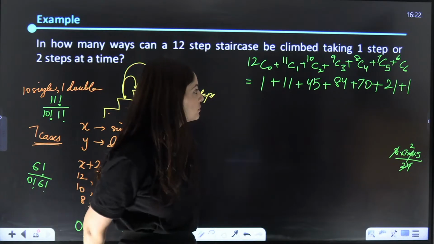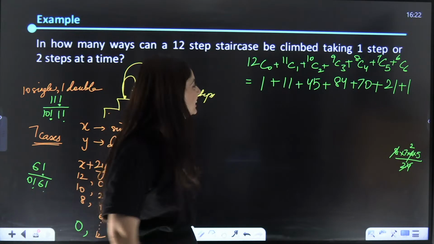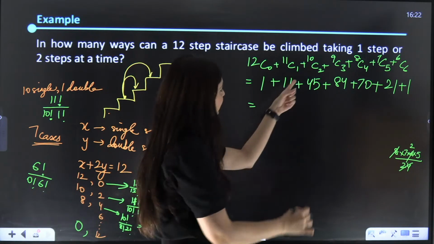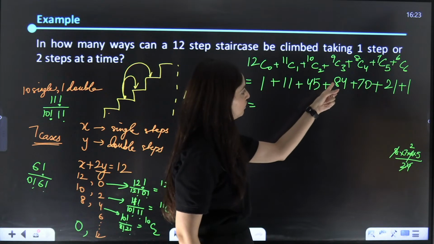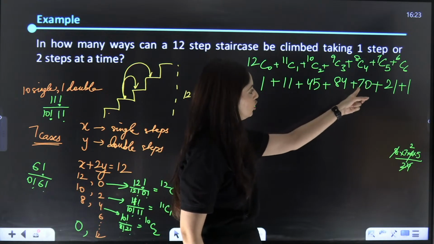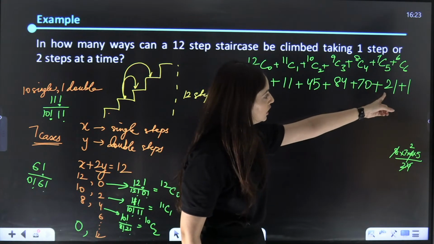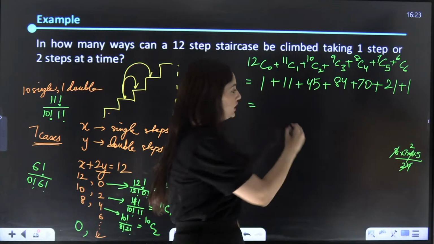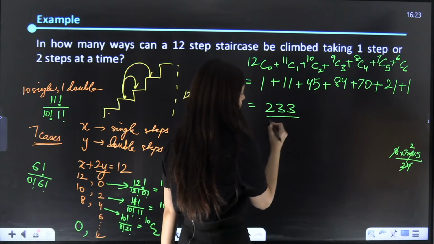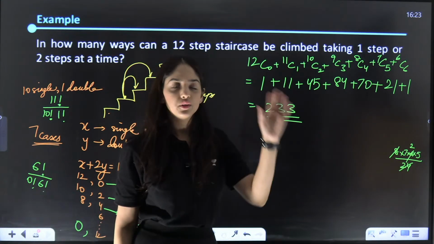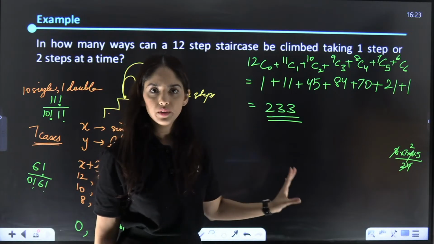We are checking ma'am's math calculations. So 12, then 57, 141, 211, 232, 233. Right? So this is one way of doing it, okay? One step at a time.